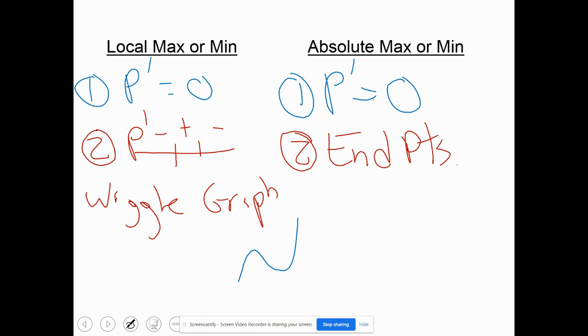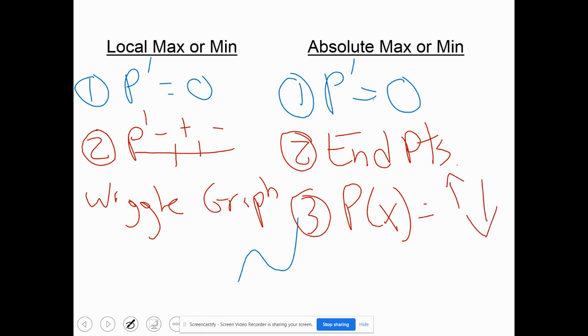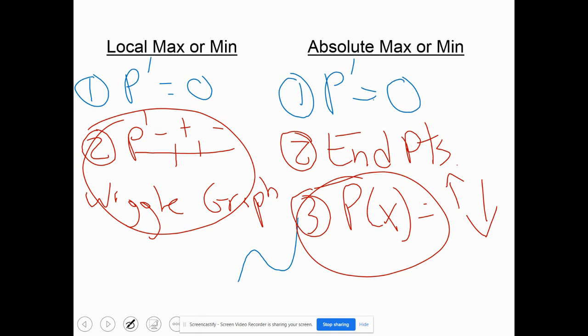If you're following the path of a ball that's bouncing, at some point it's going to hit the ground and it's going to stop. And that would be an endpoint you'd have to find. And then the last thing here is you've got to plug all of those back into the original function and see which one is the largest and which one is the smallest for that max or min. Very close to one another. The test for them really ends up being different in that last step.